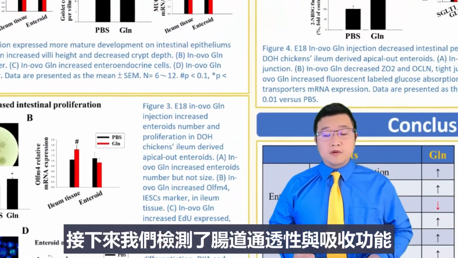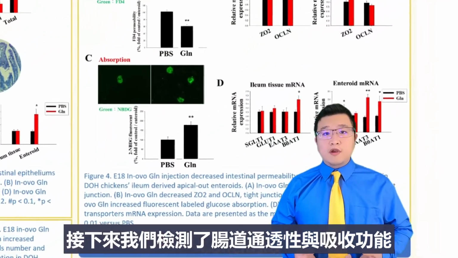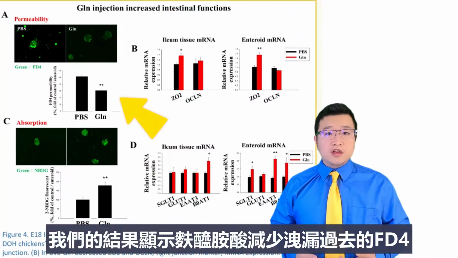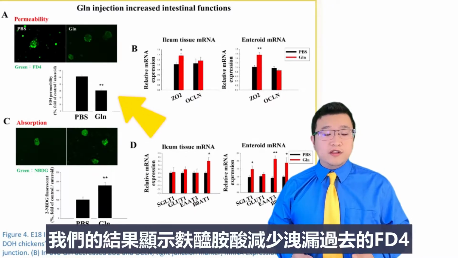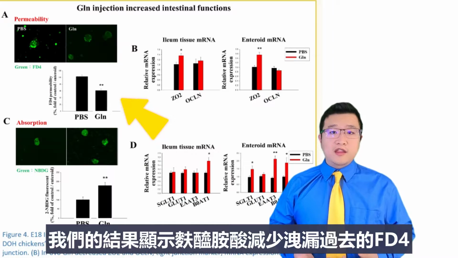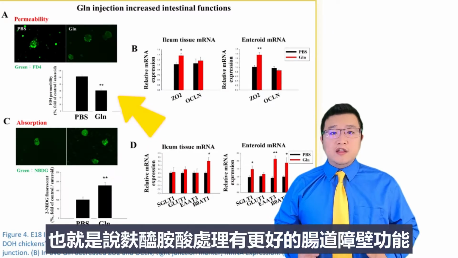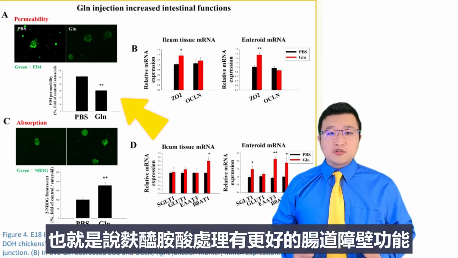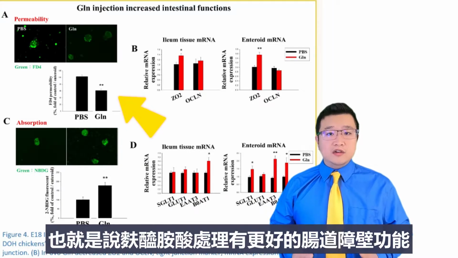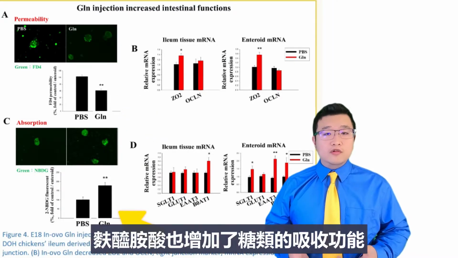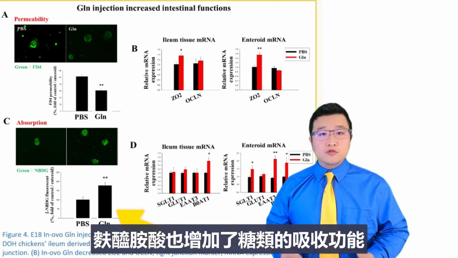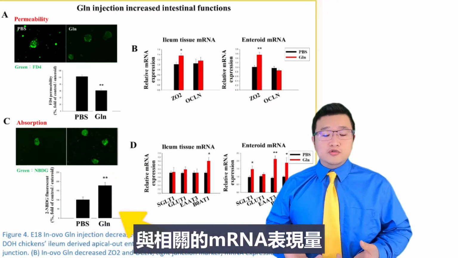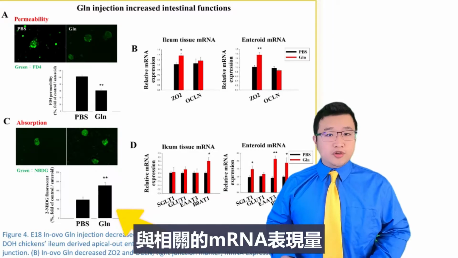Next, we tested permeability and absorption in apical-out enteroids. Our data show a significant decrease in FD4 leakage in enteroids, which suggests the in ovo glutamine injection group has higher barrier function. Moreover, glutamine injection significantly increased the absorption of glucose and the nutrient transporters' messenger RNA expression.